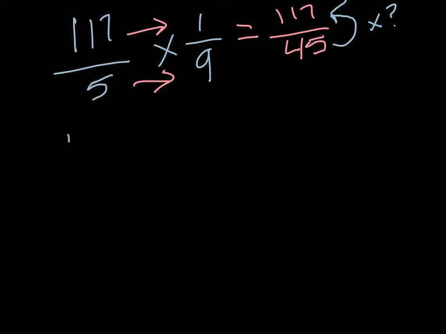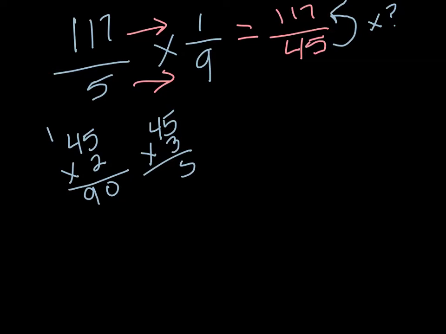Okay, well, let's try 45 times 2. 5 times 2 is 10. 4 times 2 is 8, plus 1 is 9. Might be able to keep going. Let's try 45 times 3. That's 15. 4 times 3, 12, plus 1. Okay, 135. So I've gone over my 117. So 45 goes into 117 only 2 times.